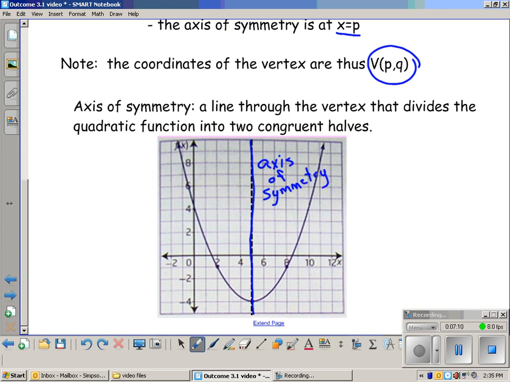To find the equation of the axis of symmetry, the equation will always be x equals p, where p is the x-coordinate of our vertex. Our vertex is this point down here. If we look at the coordinates of V, we would have (5, -4). And so our equation of axis of symmetry is x equals 5, or it is the line where x will always be 5.